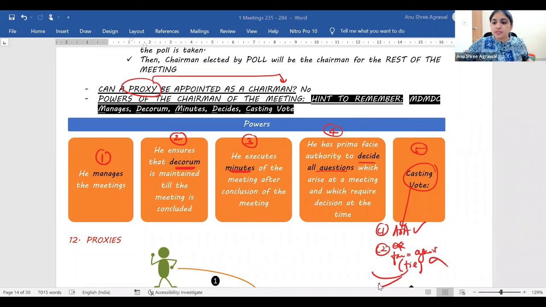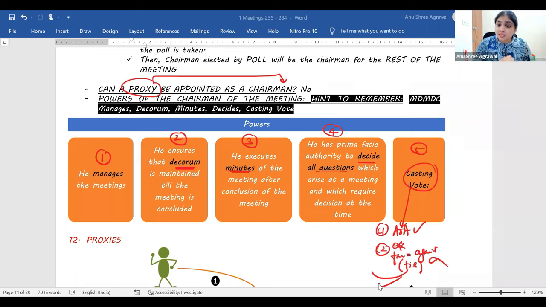All right, so this is it about our discussion regarding the chairperson, guys. Remember the 5 powers, MD, MDC. M stands for meetings, he manages the meetings. D stands for decorum, he maintains decorum in the meeting. Number three, he executes minutes of the meeting. Number four, he is the one who decides what questions will be taken up in the meeting. And number five, he gets a casting vote.